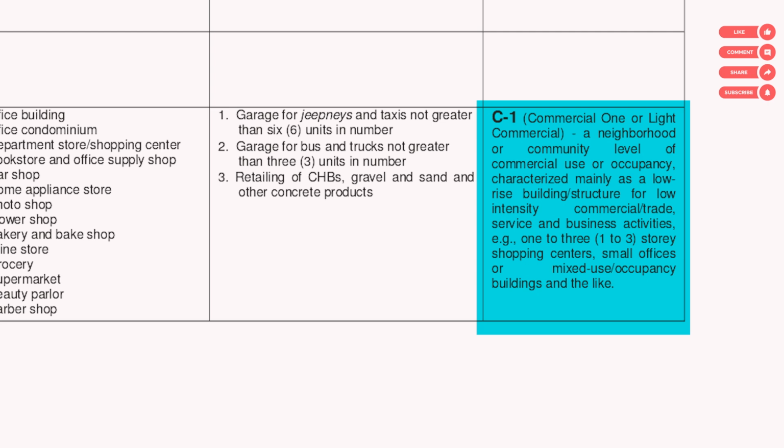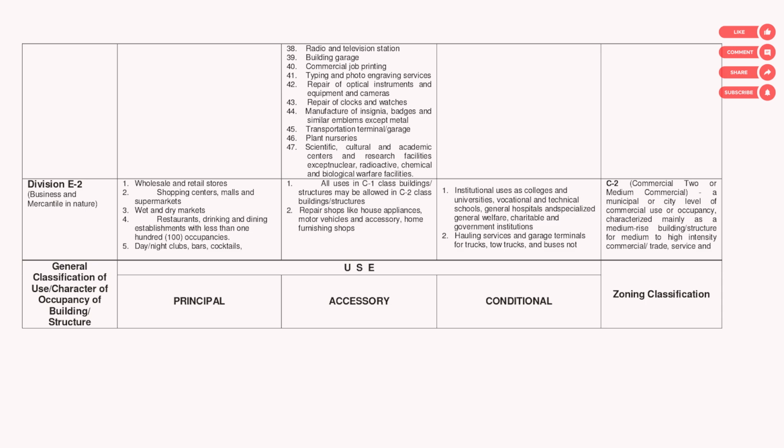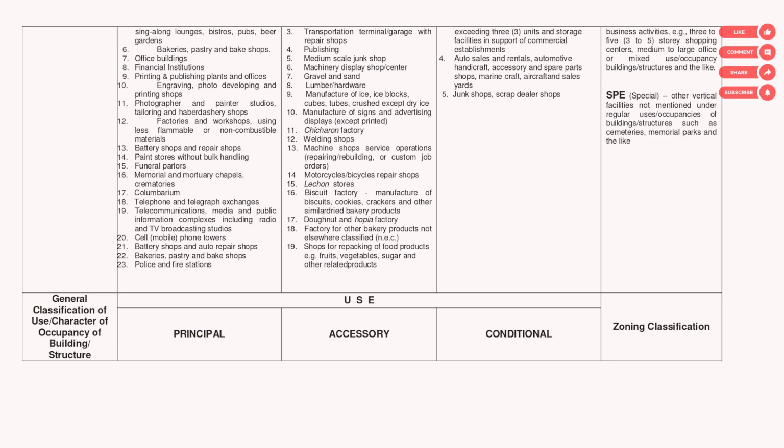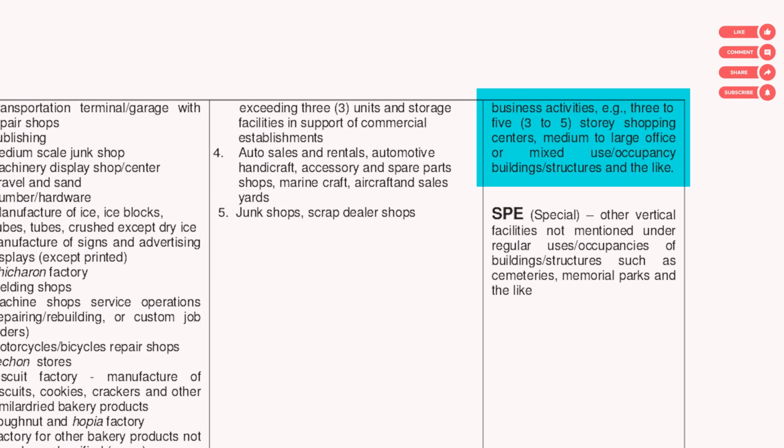Mga maliliit lang na parang neighborhood market. Yan yung mga we expect to see. Those are the uses we expect to see in this zone. C2 is medium commercial, so the scale is larger. Now, this is now commercial but city scale or municipal scale. So we expect buildings that are medium rise, 3 to 5 stories, medium to high density trade, and larger shopping centers are what we expect to see here.